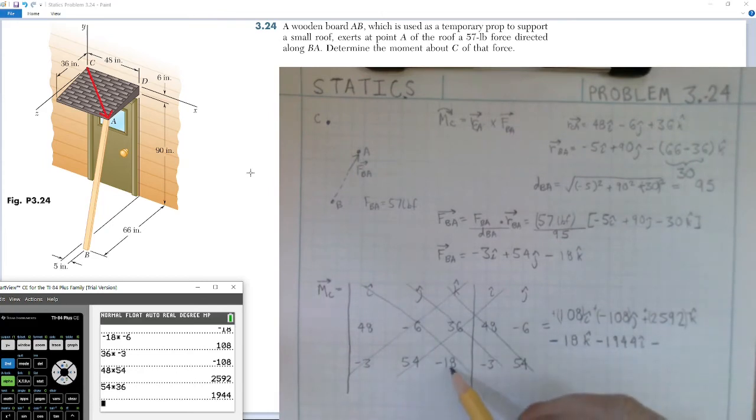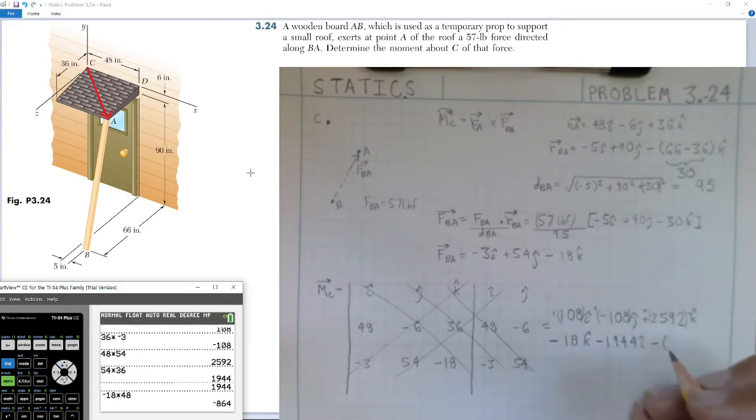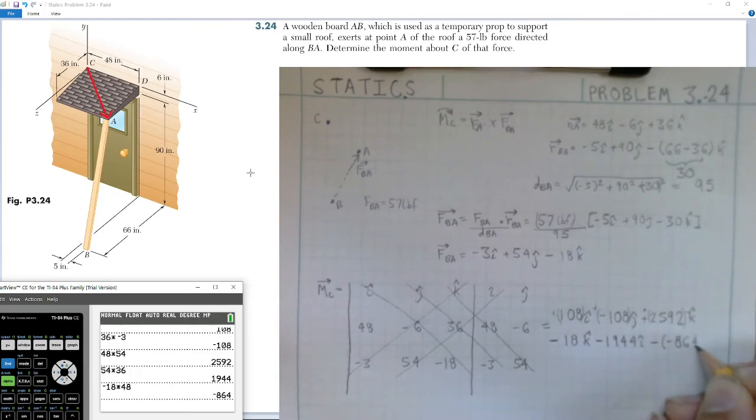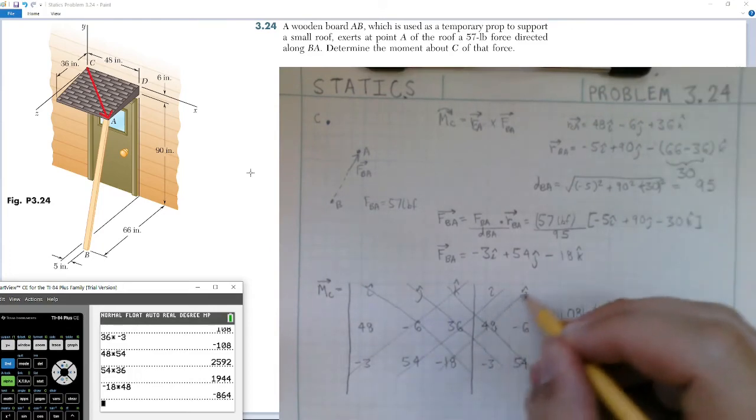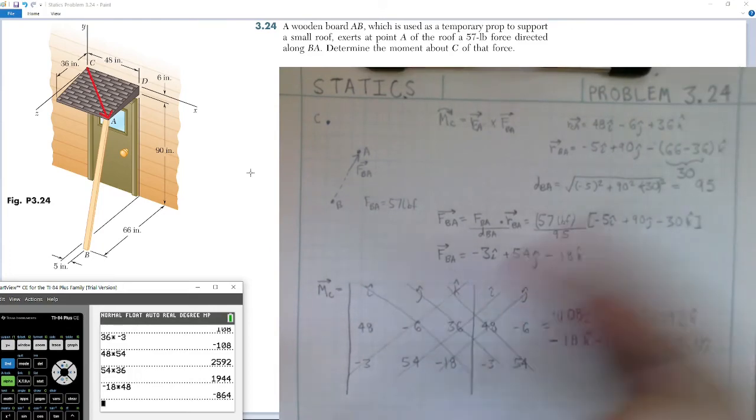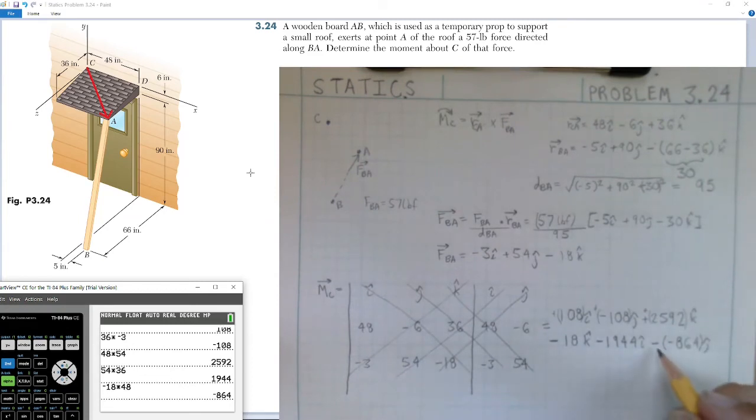We have negative 18 times negative 48. We'll put in parentheses, negative 18 times 48. It is negative 864. And that's in the j hat direction. So this will actually become a positive when we end up subtracting a negative. We know it will become a positive, so we'll go ahead and change those signs right now. Now we simply need to combine like terms.